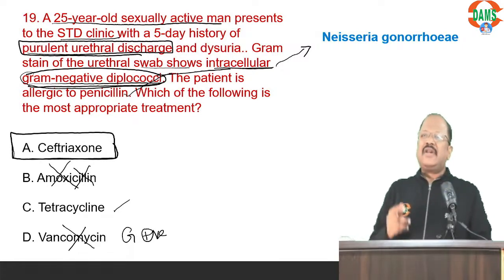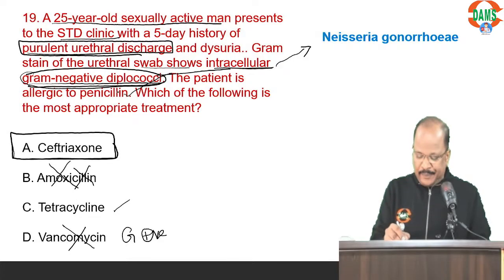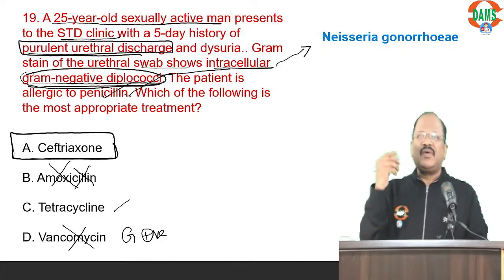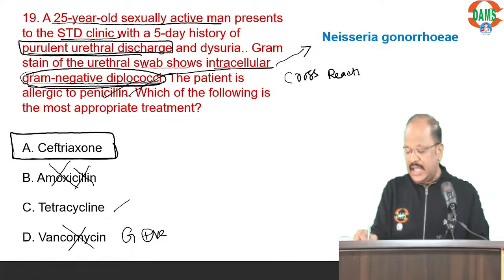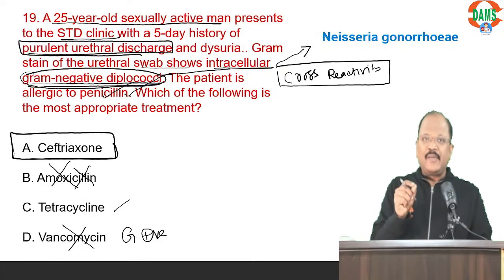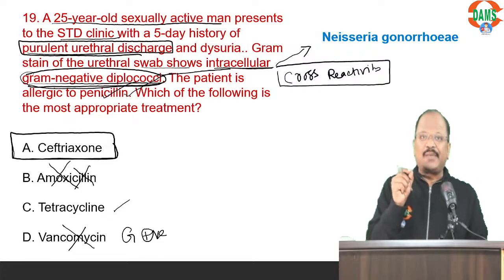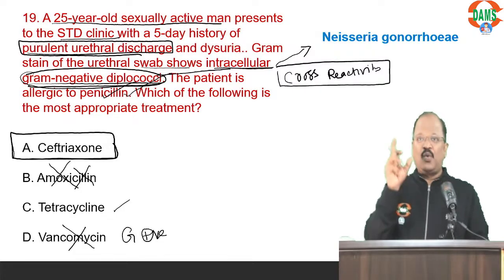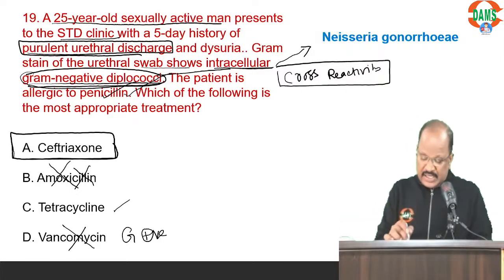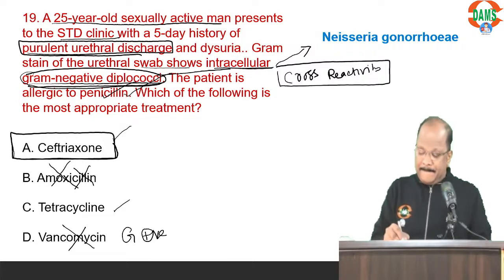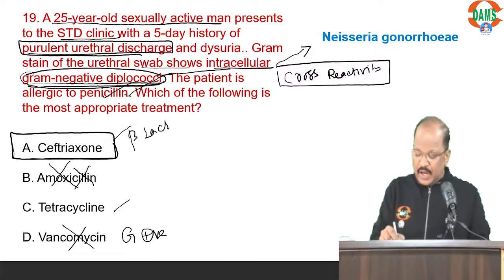They say when a patient is allergic to penicillin, he will be allergic to all. We call it cross-reactivity. That is, if a patient is allergic to one penicillin, he will be allergic to all beta-lactams. One exception is aztreonam, a monobactam, which has no cross-reaction. But the doubt is, ceftriaxone is also a beta-lactam drug. How can you choose this?